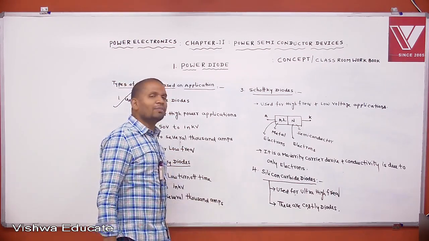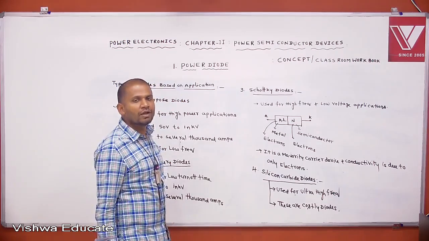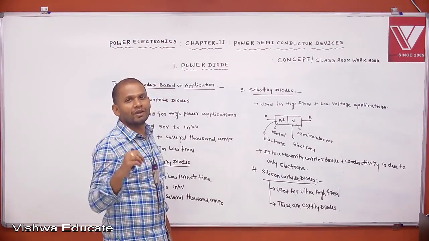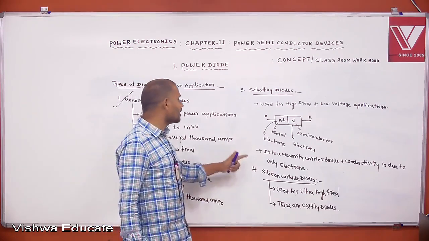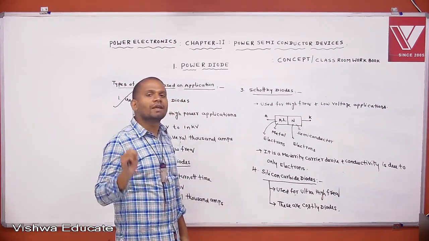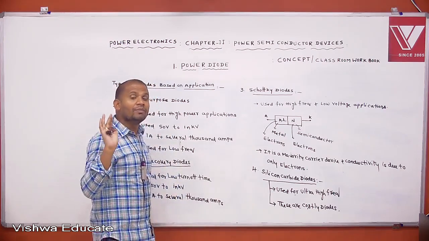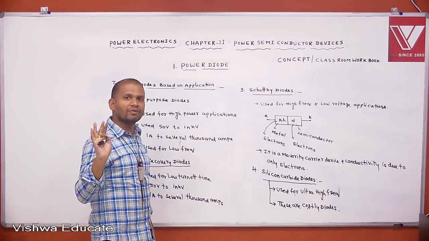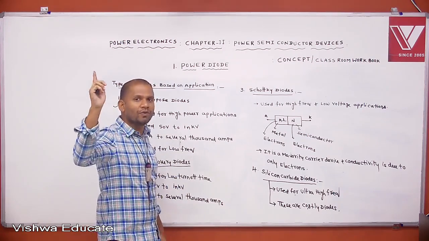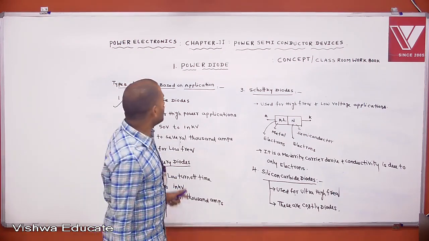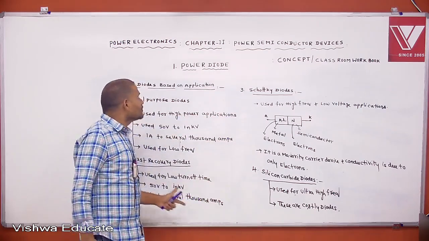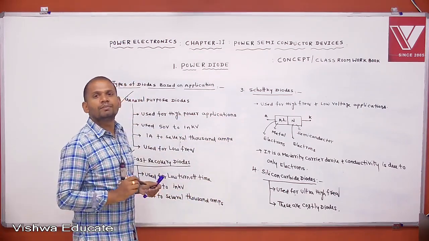But silicon carbide diodes are specially designed diodes implemented for ultra high frequency applications. But these are implemented only for limited applications, not limited frequency, limited application. Used only for ultra high frequency applications. And these are the types of diodes based on application.